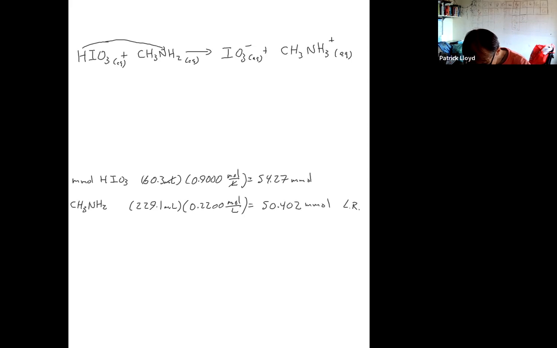And the excess reactant would be the iodic acid. So this is the excess reactant or reagent, okay? So remember, the way that we did this for the previous type of problem was we wrote down the initial number of millimoles of each of the reactants. We're going to do the same thing here.